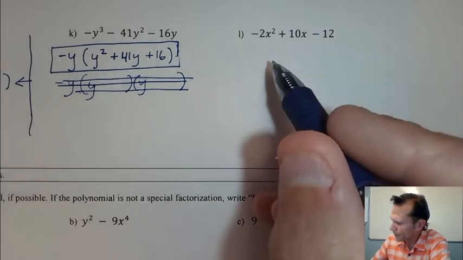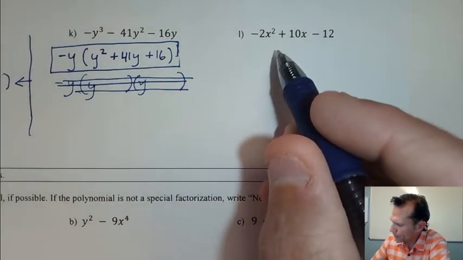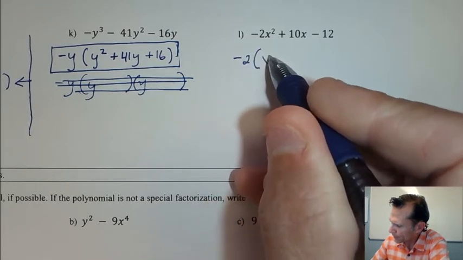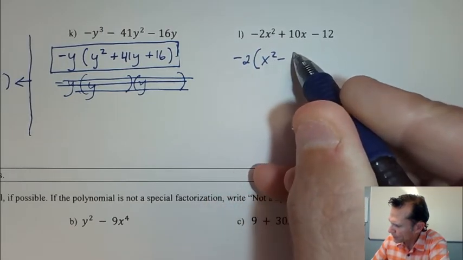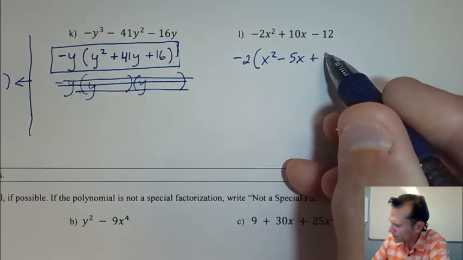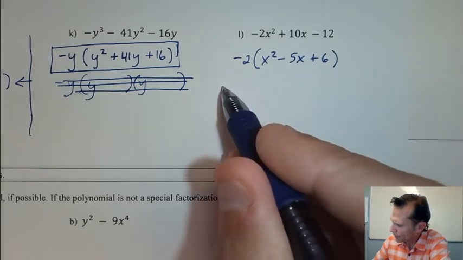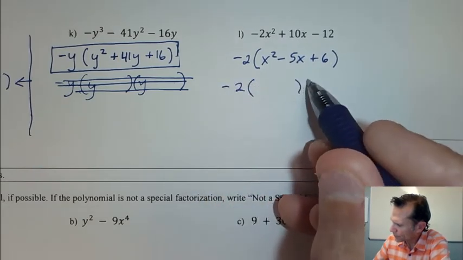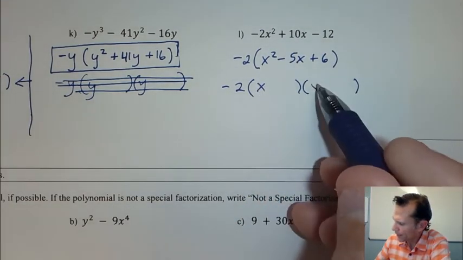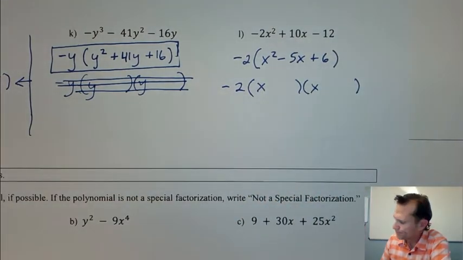Okay, and then looking at this one here, I'm going to pull out a negative 2, and I'm left with x squared minus 5x, and then plus 6. I'm going to attempt to factor this further. We saw in the last problem it didn't work, but x and x. I could try 6 and 1, and those could produce a 5, or I could try 2 and 3, and those might work to produce a 5.